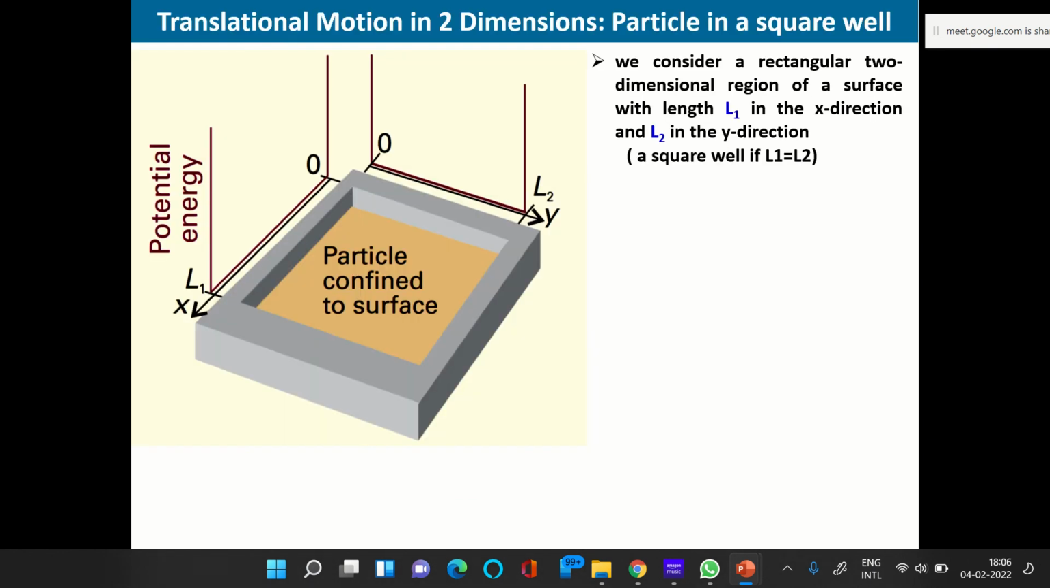Okay, so we will discuss the two-dimensional motion in the next class. This will be a particle trapped in a two-dimensional square well. So this is what we will do in the next class. So that's all for today.